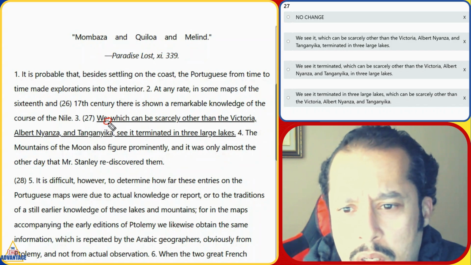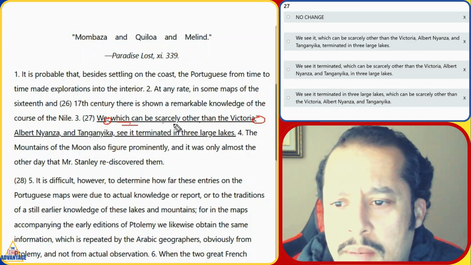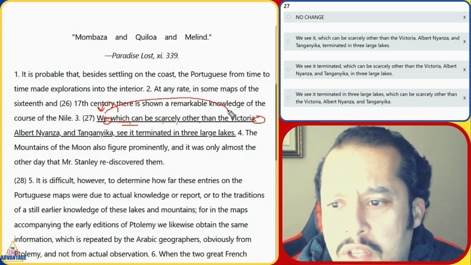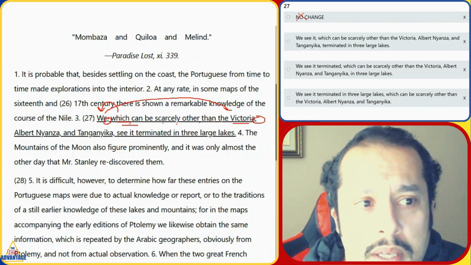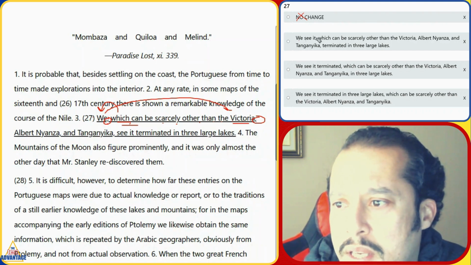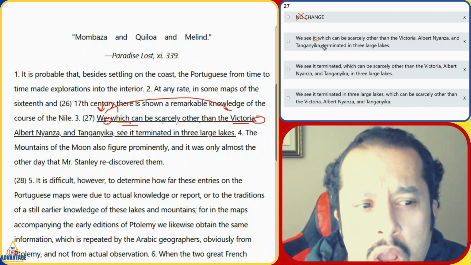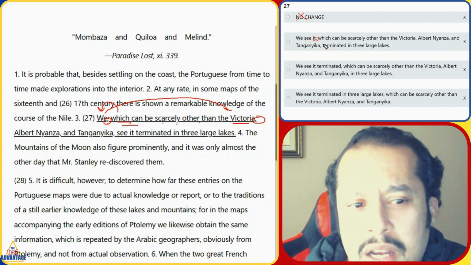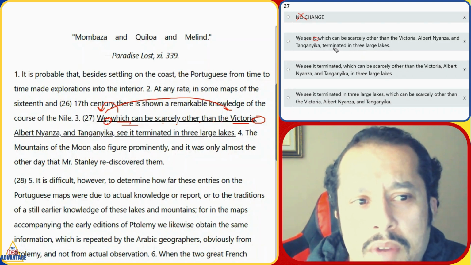"We, comma, which can be scarcely other than the Victoria." The problem is "we, which can be scarcely other than Victoria." So we say which is we. So we say we is Victoria, a lake. That's illogical. It's a misplaced modifier here. "We see it, comma, which can be terminating 3 lakes." So answer B, very awkward structure. It would disrupt the flow of ideas because it gives us the concept of traditions, which we shouldn't see now. But mainly because of the awkward structure.